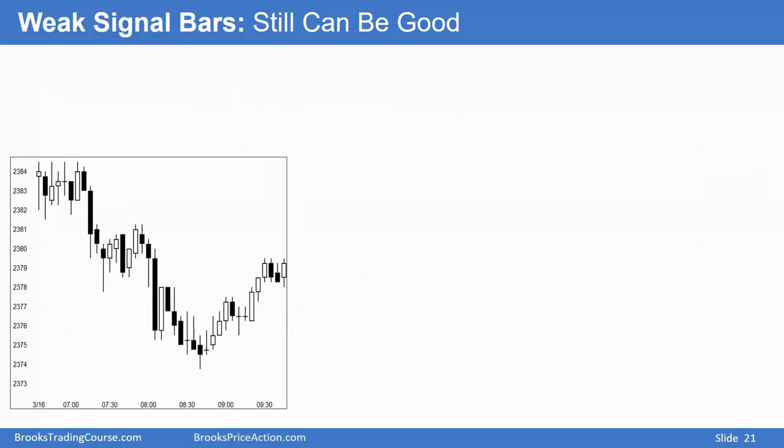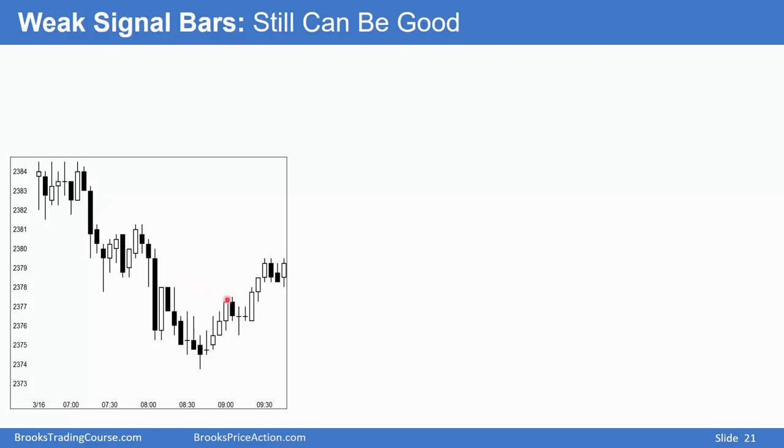Good signal bars are common, but good signal bars with good context is not common. Context means all of the bars to the left. For example, here's a good-looking buy signal bar, but it's following 4 bear bars, and a couple of them are pretty big. So good-looking buy signal bar, terrible context, bad buy. Another good-looking buy signal bar, but still probably part of a bear flag. So good bar, bad trade.